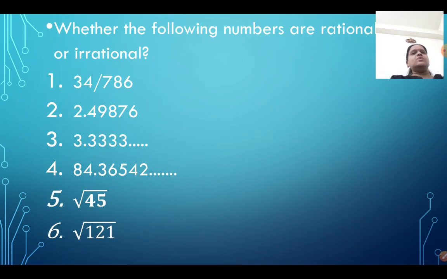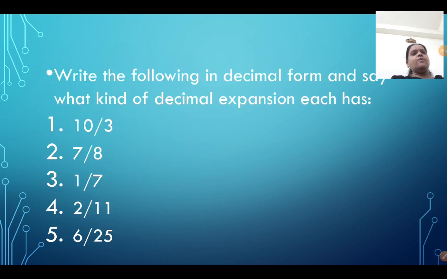Now the next one is whether the following numbers are rational or irrational. Yes, here in this case you have to do it as homework. I have taken a maximum of sums in this session, so this is homework. You have to complete this, whether the following numbers are rational or irrational. Do it in your book.